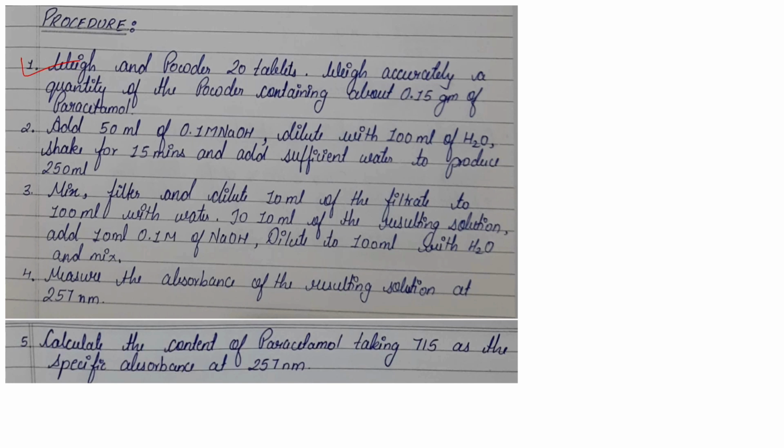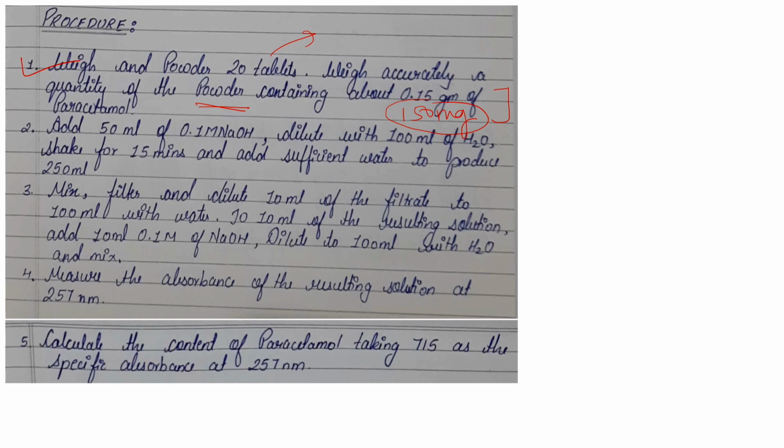Weigh accurately a quantity of the tablet powder containing about 0.15 grams, that is 150 milligrams of paracetamol. So that means we have to weigh such an amount of tablet powder which will have 150 milligrams of paracetamol in it. It's a tablet powder, right? So it is along with some excipients, diluents and the paracetamol. So we have to weigh such a quantity where 150 milligrams of paracetamol is there.